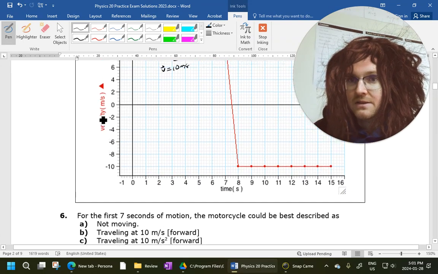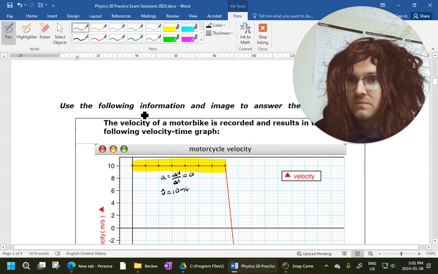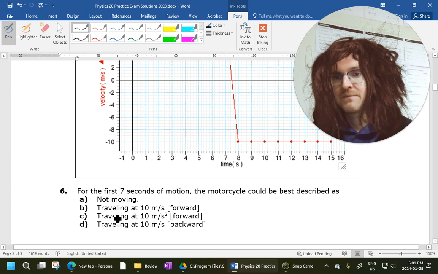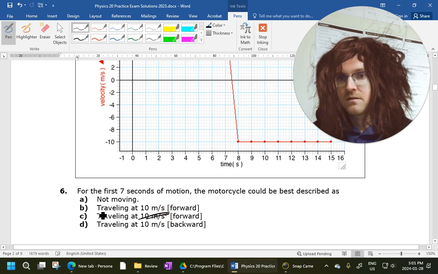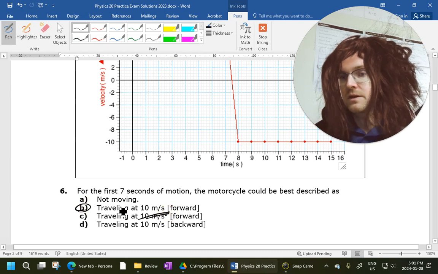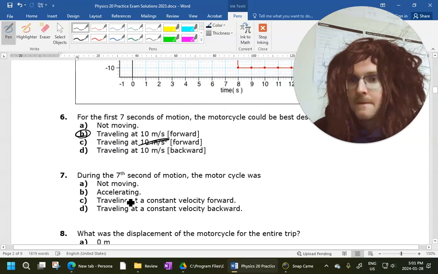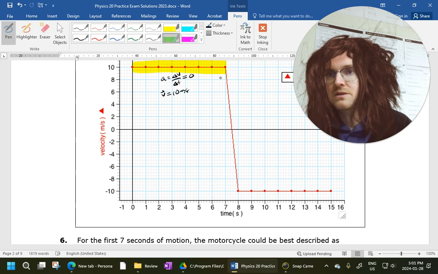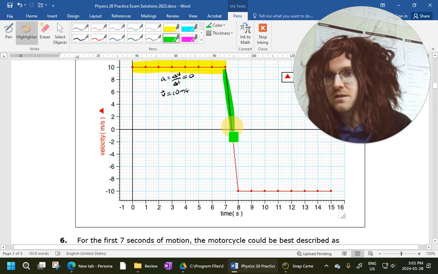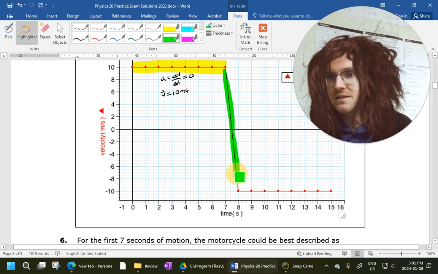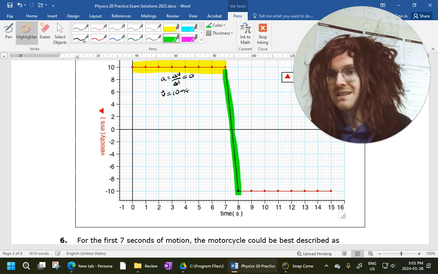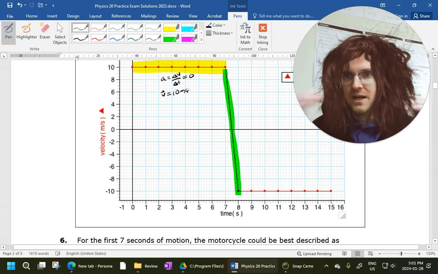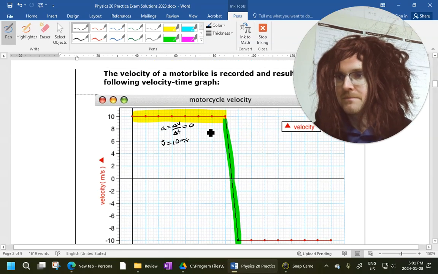So it kind of looks like this. It's positive. I'm going to assume that that part is positive, so we're going to say forward. So 10 meters per second forward. Okay, during the 7th second, what is the motorcycle doing here? Well, the motorcycle is kind of decelerating down to 0 and then speeding up in the other direction. But it's a nice continuous acceleration, right? It doesn't have like a stopping point where they stop and they have to change direction.